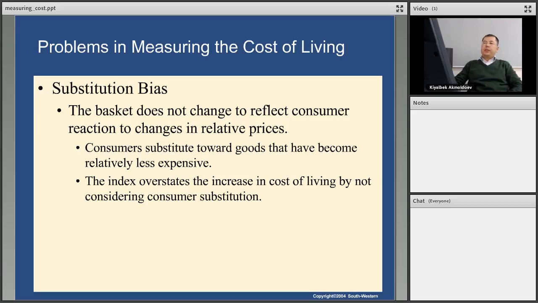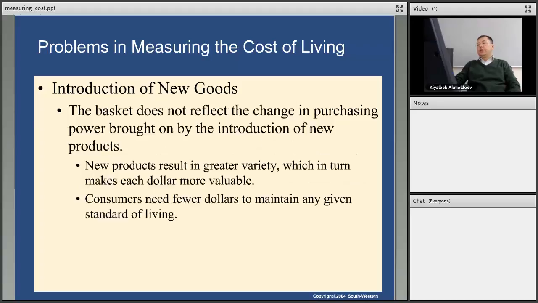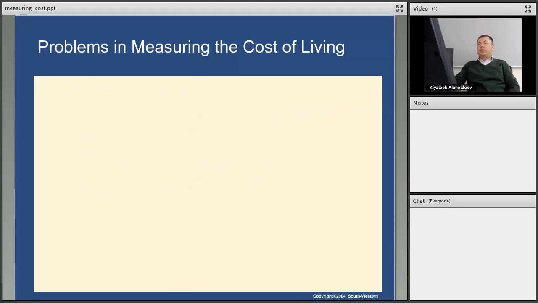So substitution bias says that the basket does not change to reflect the consumer reaction to changes in relative prices. Consumers substitute toward goods that have become relatively less expensive. The index overstates the increase in cost of living by not considering consumer substitution. Introduction of new goods means the basket does not reflect the change in purchasing power brought on by the introduction of new products. New products result in greater variety, which in turn makes each dollar more valuable. So consumers need fewer dollars to maintain any given standard of living.